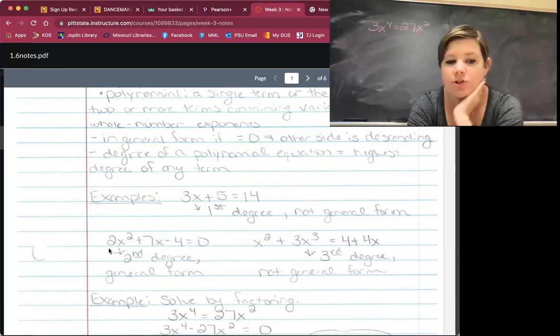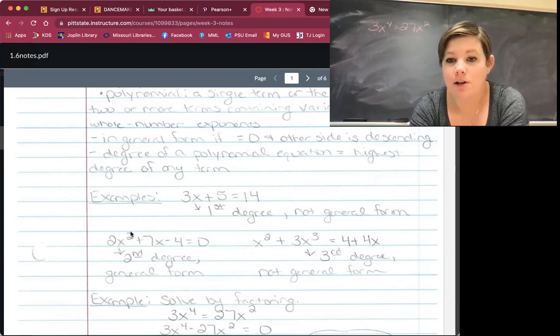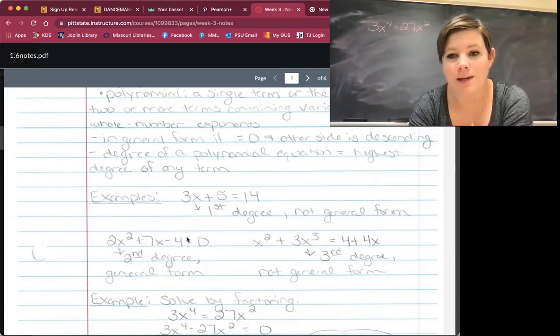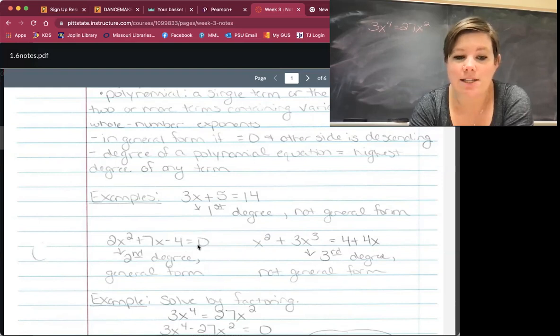The next one, we have 2x squared plus 7x minus 4 equals 0. This is a second degree polynomial. Notice that we have an exponent of 2. That's the highest exponent, so it's a second degree polynomial. And it is in general form because we go x squared, and then we have an x, and then we have just our whole number. So it's in descending order based on the exponents, and it's set equal to 0. So that is in general form.